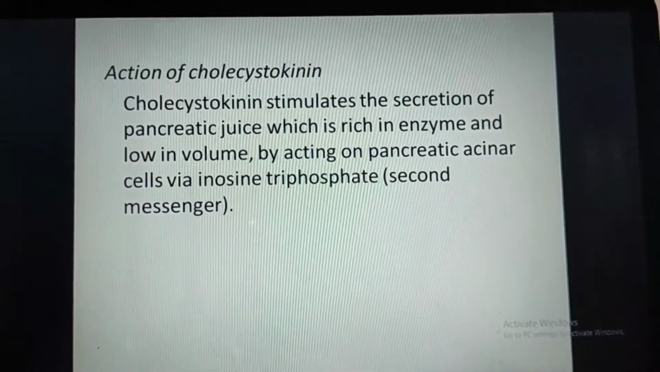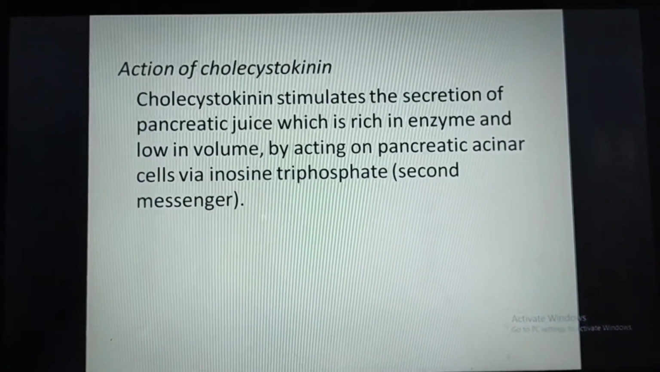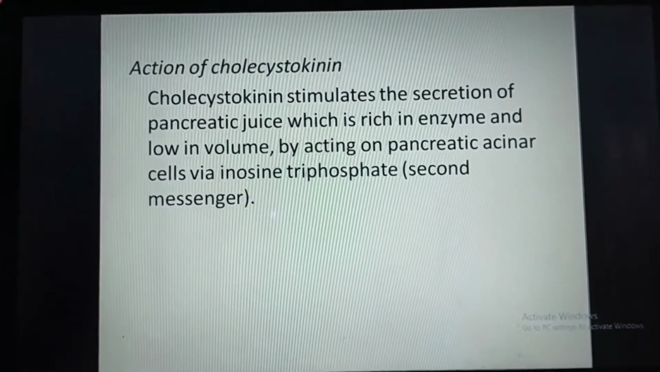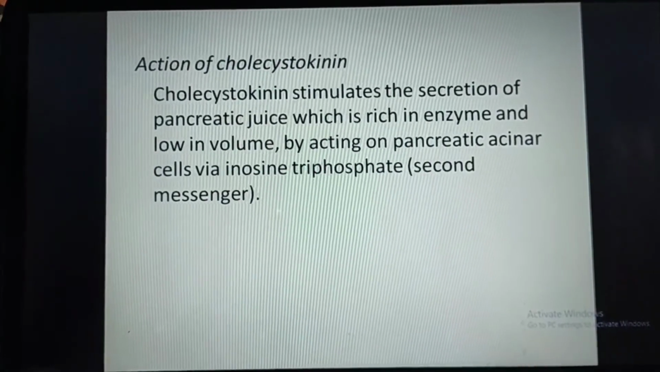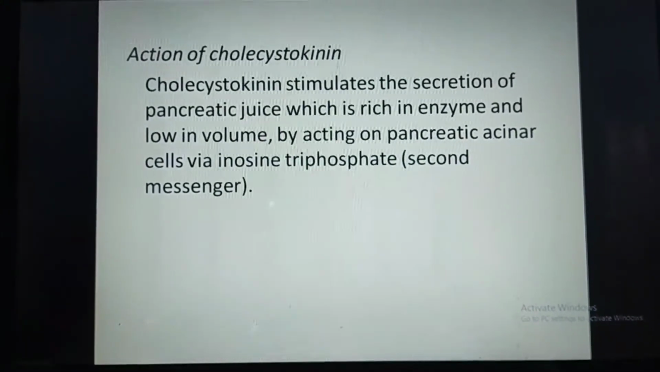Actions of cholecystokinin. Cholecystokinin stimulates the secretion of pancreatic juice, which is rich in enzyme and low in volume, by acting on pancreatic acinar cells via inositol triphosphate, which is a second messenger.